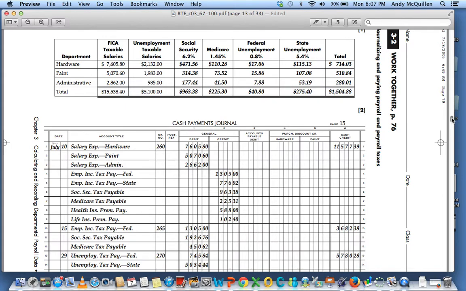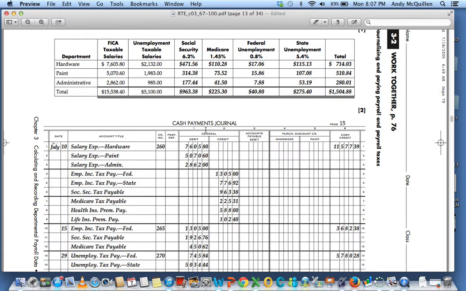As you can see, the first chart is just a little bit of a review. You have done this before. You're going to use the FICA taxable salary for hardware to figure out your Social Security number and your Medicare number. You're going to use the unemployment taxable salary to figure out unemployment federal and unemployment state. And then you add up those four numbers that you calculate to get your 71403. And we add down the columns once you do paint and administrative, and that's how you get your totals for each.